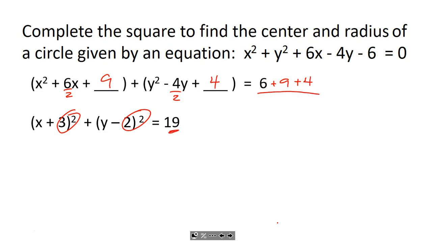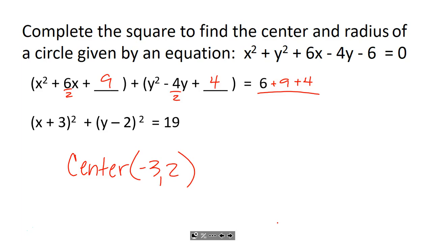Then the question is going to ask us, what is the center and the radius of this? So remember, the equation is x minus h squared plus y minus k squared. So our center here is going to be opposite of what's given there. So that's going to be negative 3, positive 2. And this right here is r squared. So r squared equals 19. So that means r must be equal to the square root of 19.